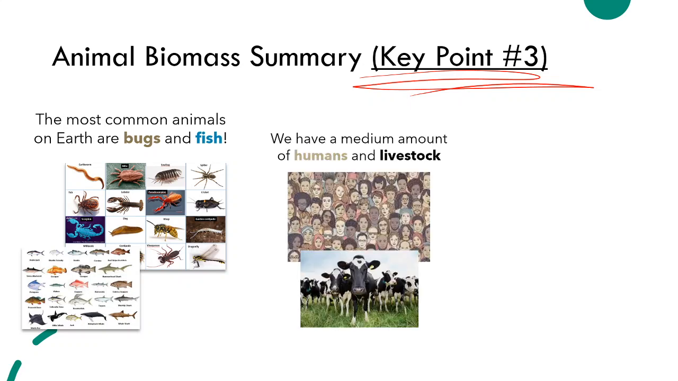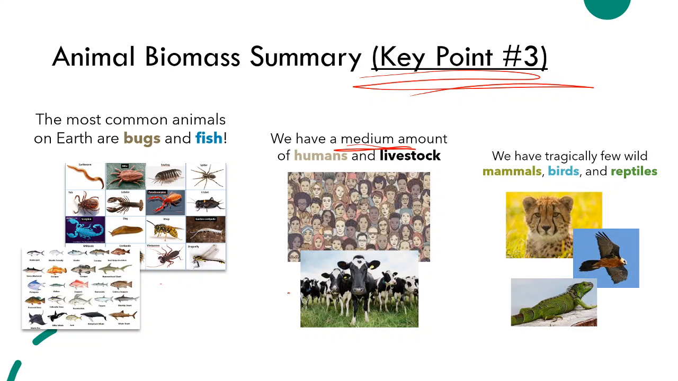Second of all, I would also say that looking at that graph, we have a medium amount, kind of in between, of humans and livestock. That's all the cattle and the pigs and the fish on Earth. Not as many as we have bugs and fish on Earth, but still quite a lot of them. And we have really tragically few wild mammals, wild birds, and reptiles.